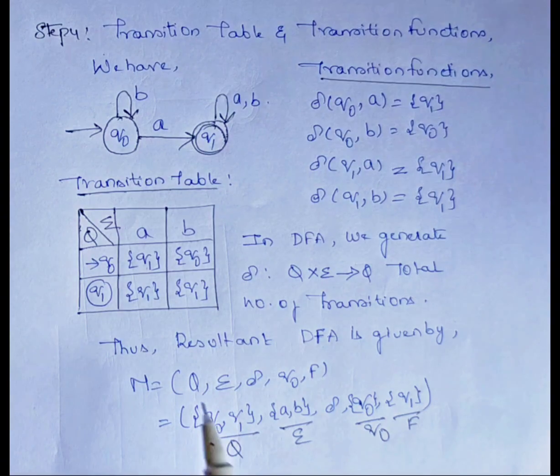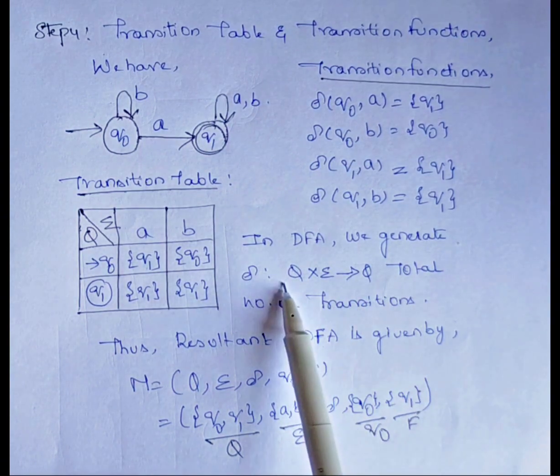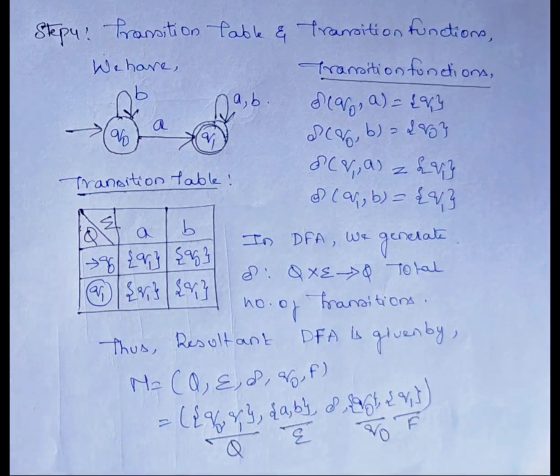So in this DFA, we generate Q cross sigma derives Q. For 2 states on 2 inputs, a total of 4 transitions we are defining. Thus, the resultant DFA can be (Q, sigma, delta, Q0, F), where the set of states is Q0, Q1, the input alphabet is A, B, the initial state is Q0, and the final state is Q1.